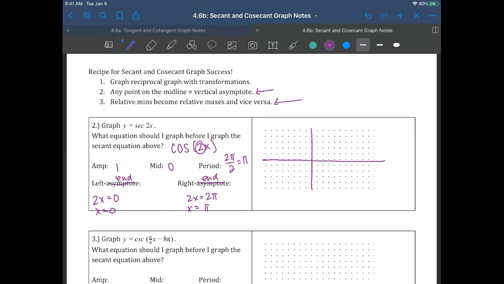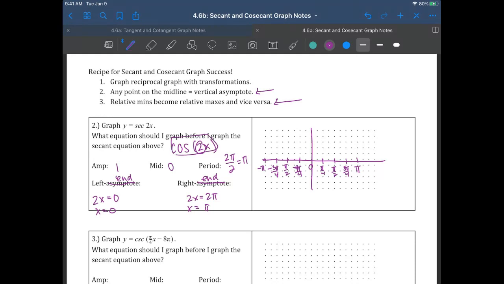We're going to start our graph at 0, count up by quarters to pi, and then back to negative pi. And I'm going to see that the middle is pi over 2, pi fourths, 3 pi fourths, negative 3 pi fourths, negative pi fourths.